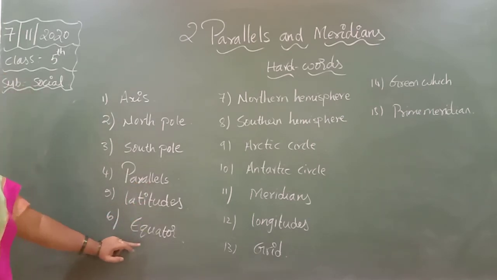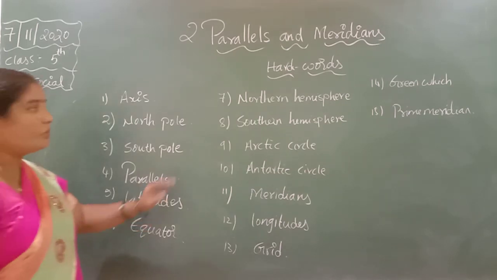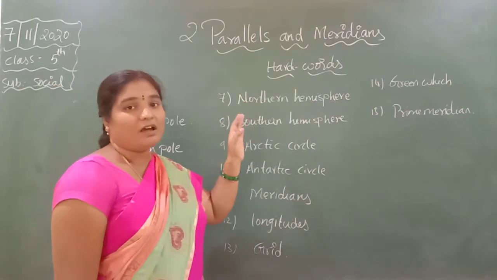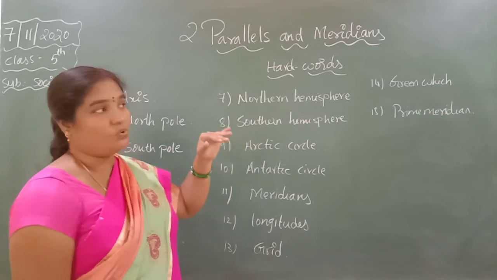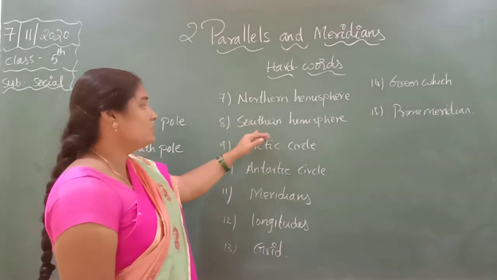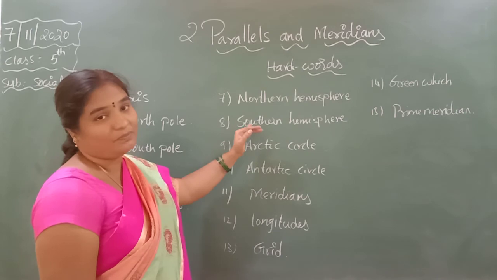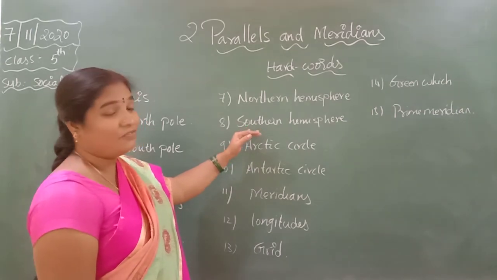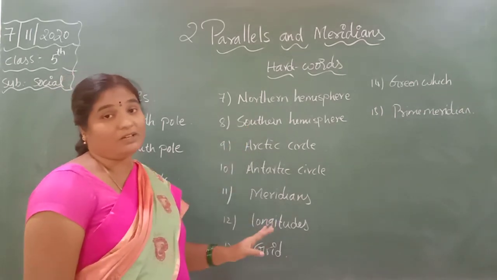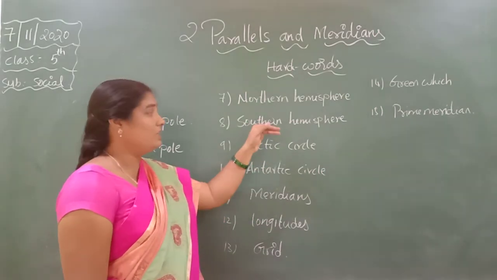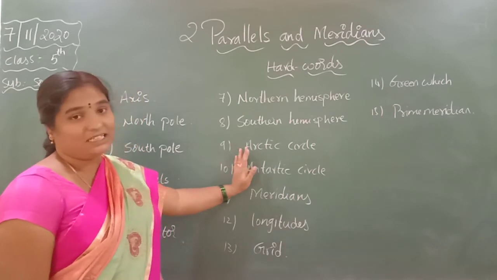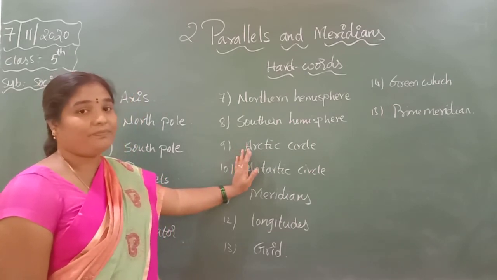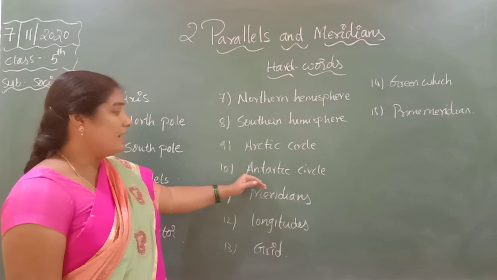Equator. Equator is a line which divides the earth into two equal half parts. Northern Hemisphere. The part of the earth which is above the equator is known as the northern hemisphere. Southern Hemisphere. The part of the earth below the equator is known as the southern hemisphere. Arctic Circle, the cool zone area. Antarctic Circle.